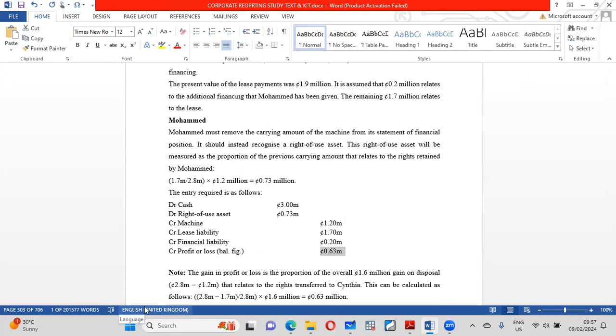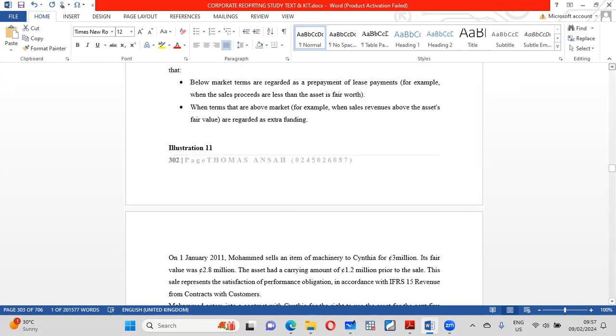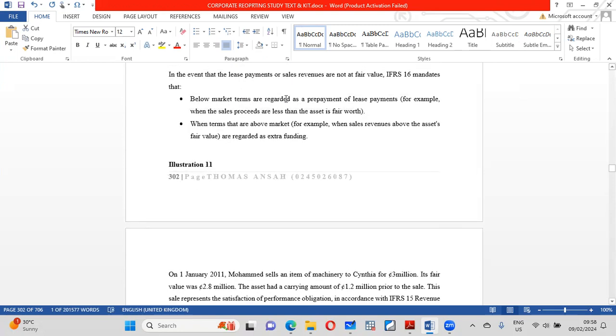Everything is the same, except that if it is above the fair value, there is an additional financing component inside the lease payment. Please take note of that. What if it is below the fair value? It means there is a prepayment in the lease payment. Okay, so it means you have made an advance payment. So basically that is that.